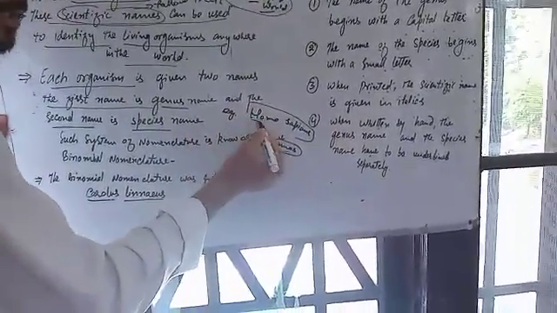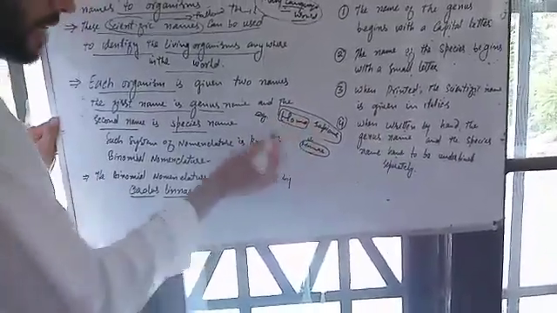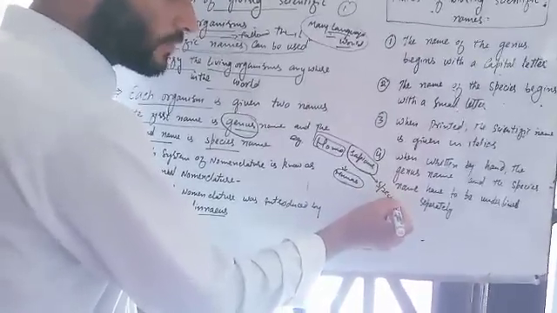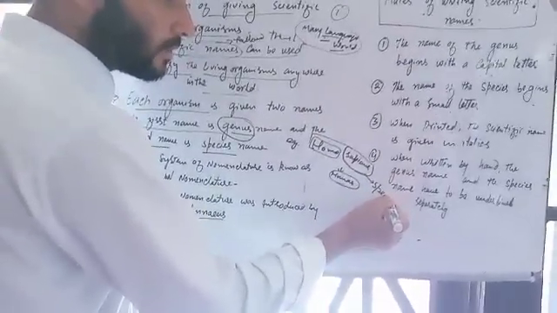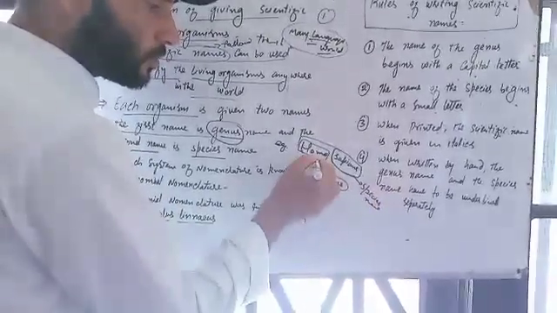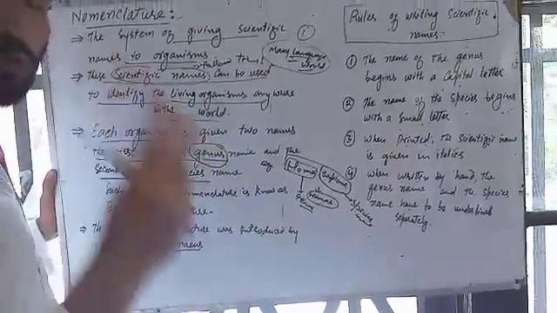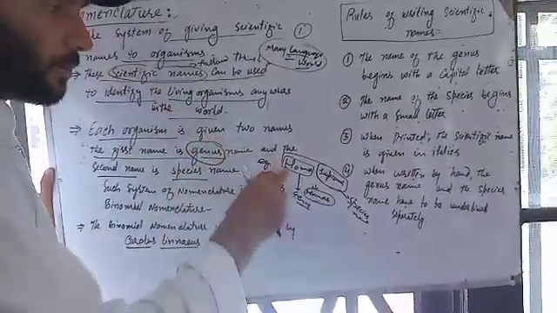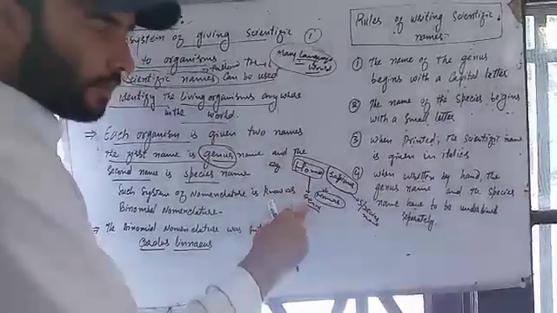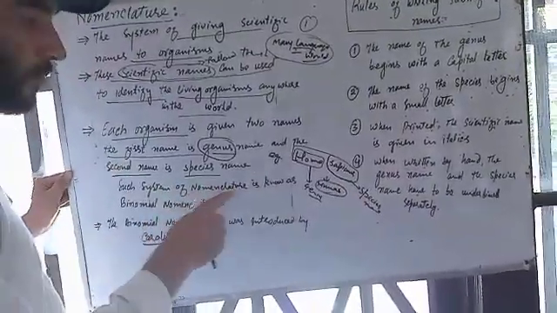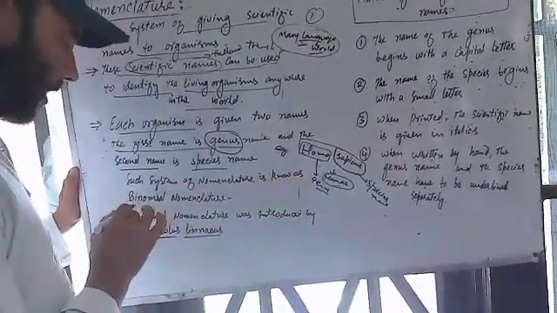In Homo sapiens, the first part of the name is known as the generic name, or genus name, and the second name is known as the species name. That means every scientific name has at least two parts: the first part is the genus name and the second part is the species name. Such a system of nomenclature is known as binomial nomenclature.